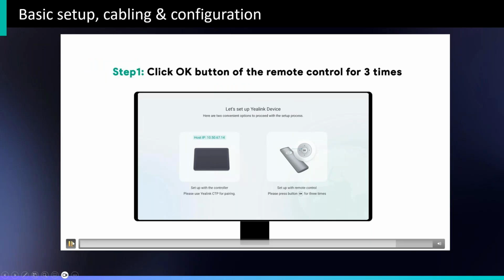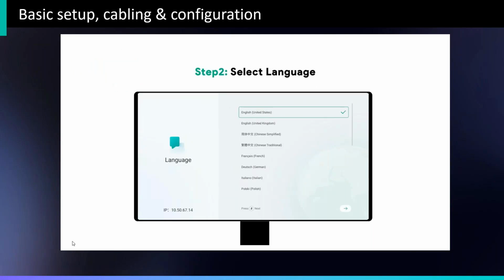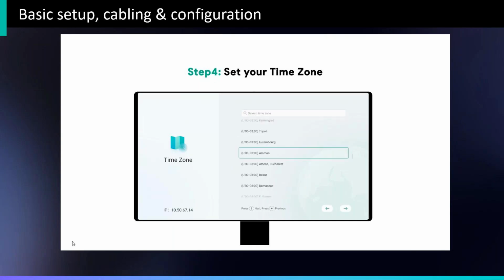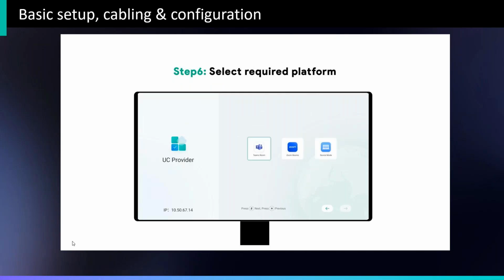Step 1. Click the OK button of the remote control 3 times. Step 2. Select language. Step 3. Configure network. Step 4. Set your time zone. Step 5. Configure auto upgrade. Open automatic update if you need to get real-time software updates. Step 6. Select required platform.